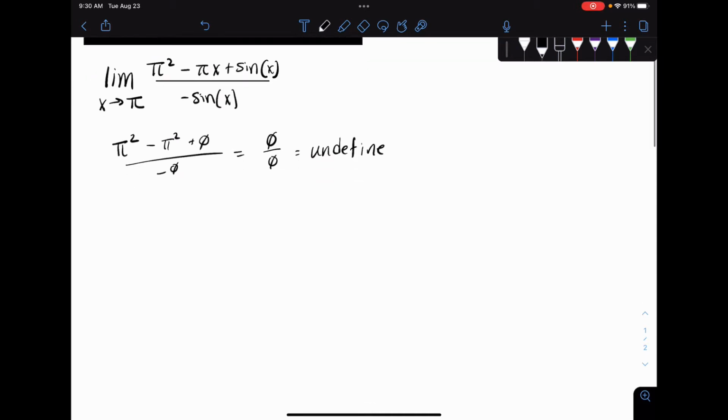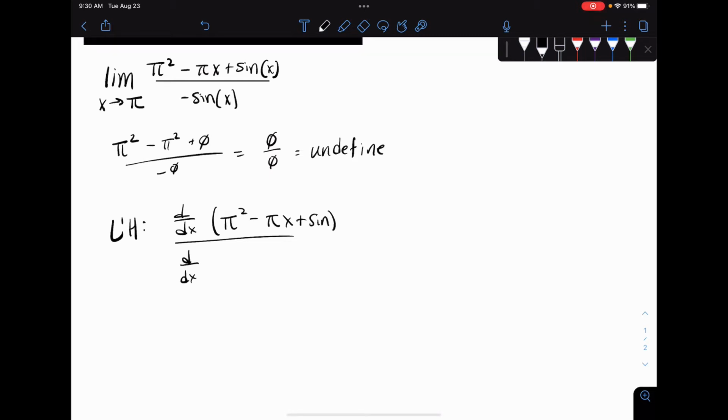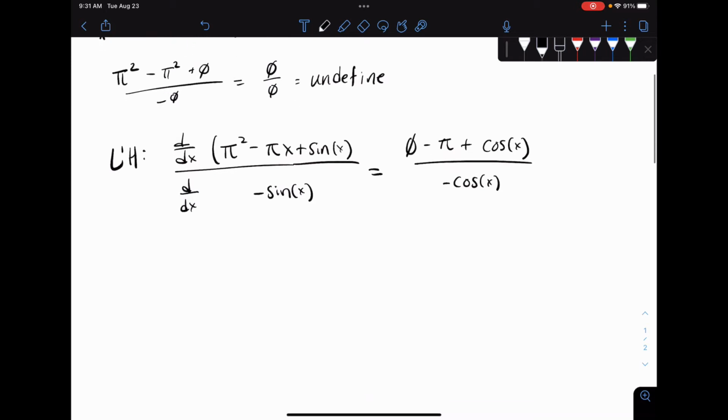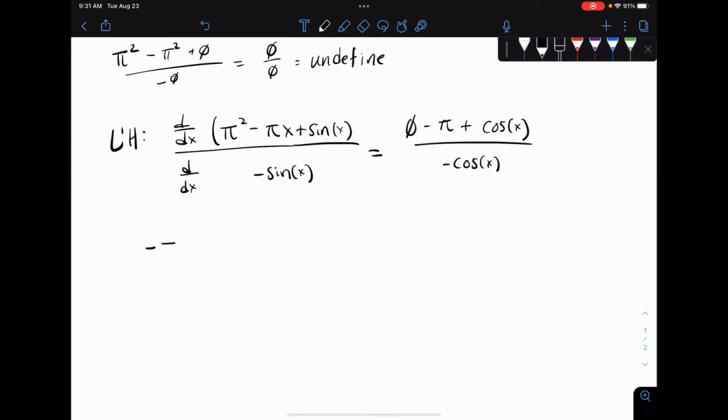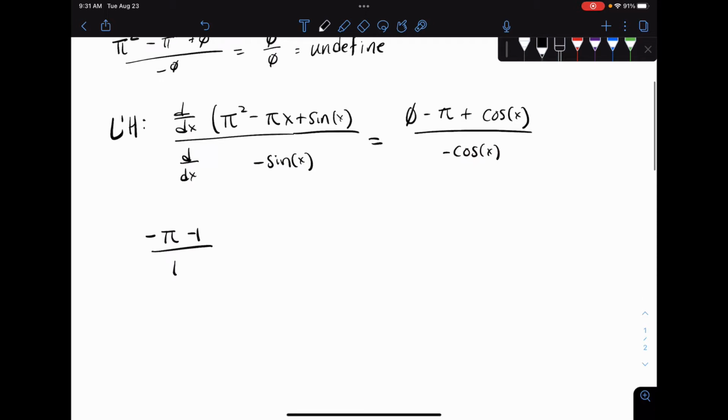So if you don't remember, the rule basically says you need to take the derivative of both the numerator and the denominator unrelated to each other. And then once you solve that, re-plug in your initial limit, and that's the answer to the problem. So if you do this real quick, you're going to get 0 minus pi plus cosine of x over negative cosine of x. And then if you re-plug in, you'll get negative pi minus 1 over 1. And that's going to be your answer.